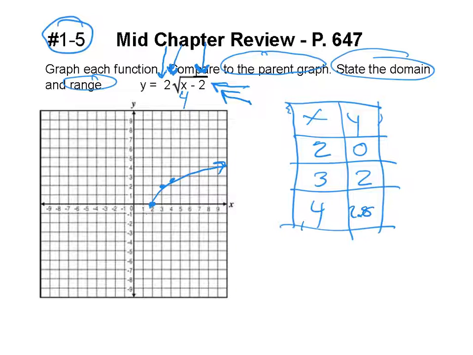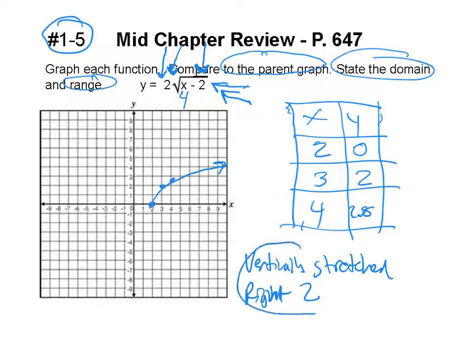So this one, compared to the parent graph, would be vertically stretched, right, because of that 2 out in front, okay? And then to the right, 2, right? If it's a minus 2 underneath the square root box, it's going to be to the right 2. So there's that second answer. So we've got our graph.